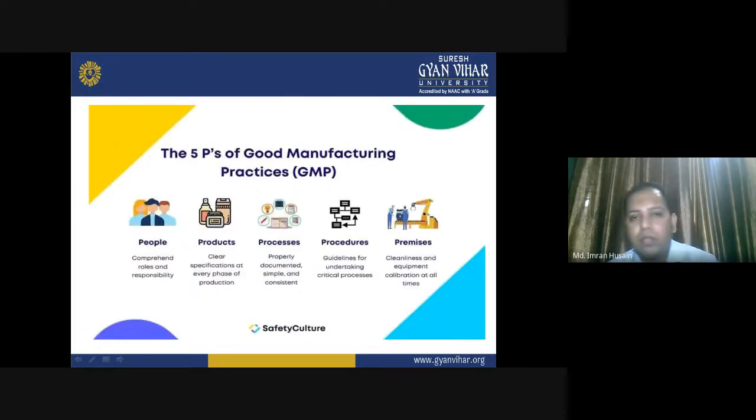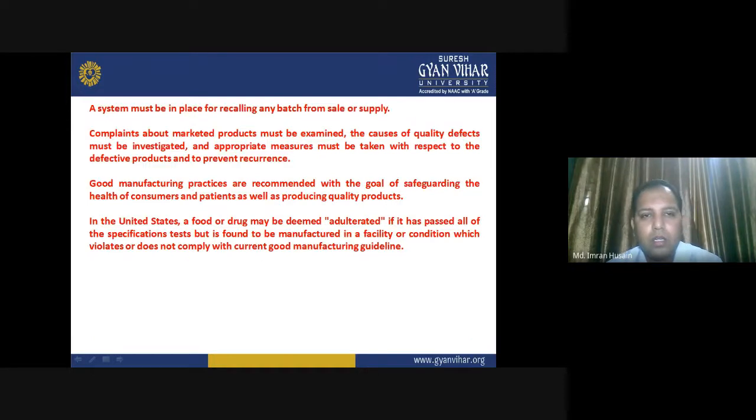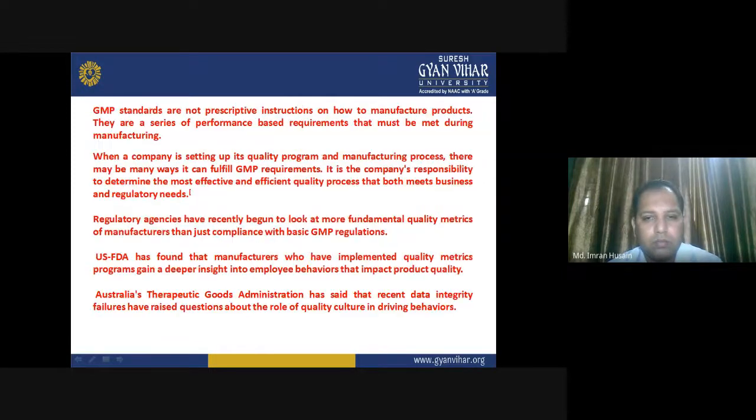So these are the five P's of good manufacturing practices: people, product, process, procedures, and premises. Everything should be clean and all the rules should be implemented properly. A system must be in place for recalling any batch from sale and supply. Complaints are there, they should be sorted out nicely. Good manufacturing practices are recommended for the global safeguarding of the health of the consumers and patients who are receiving your products. So this is how all the standards of GMP are met.